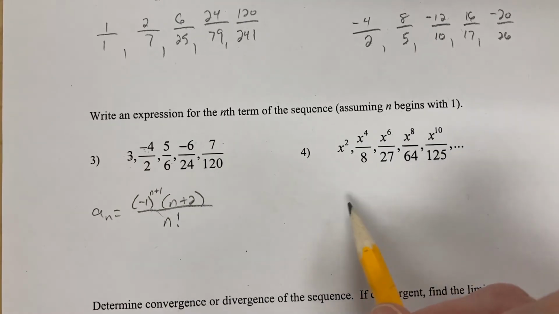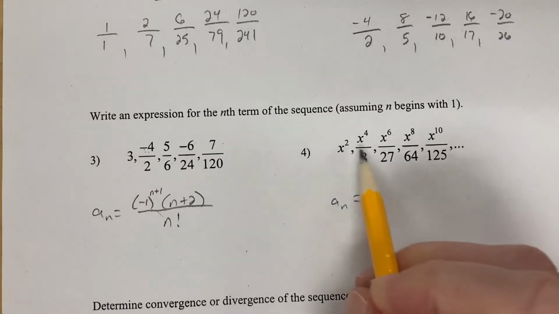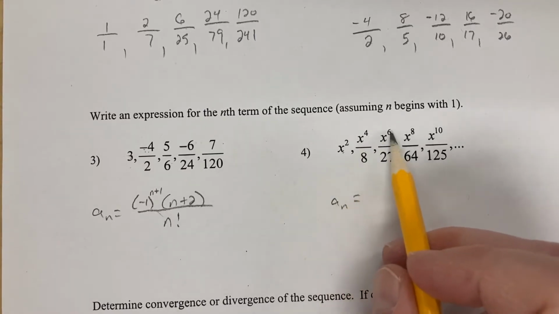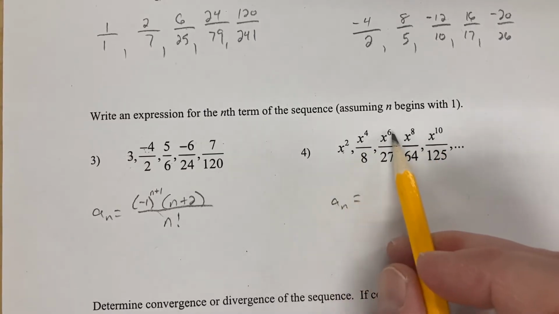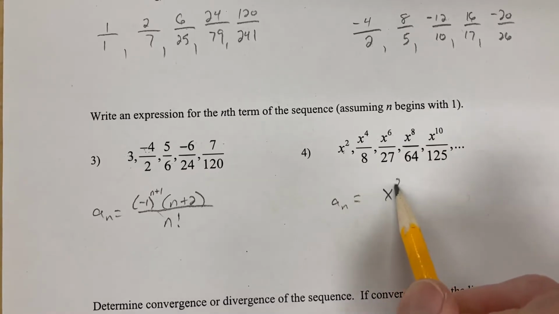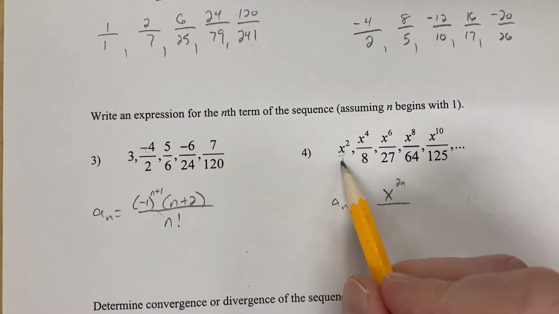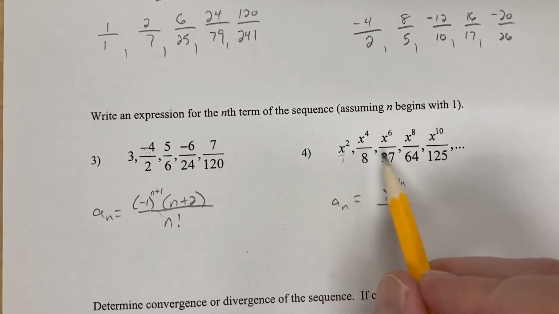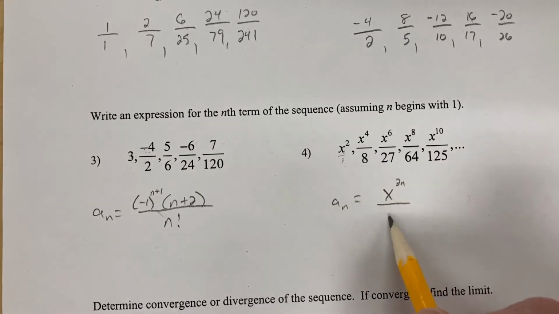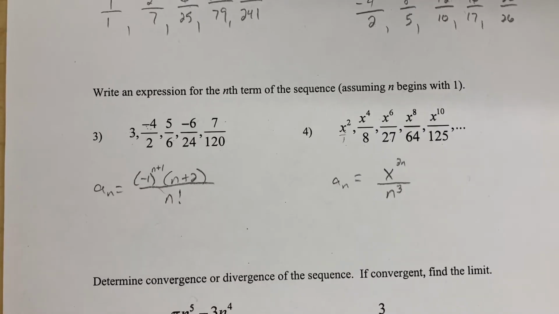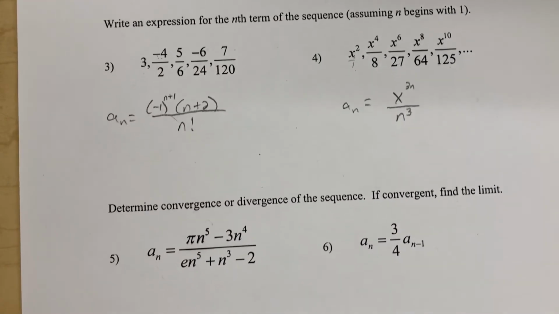Same thing here for number 4. You see that we have x to the second, x to the 4th, 6, 8. This is just 2 times whatever n is, so it's going to be x to the 2n on the top. And then on the bottom, we have 1, and then 8, 27, 64. Well, this is 1 to the 3rd, 2 to the 3rd, 3 to the 3rd, 4 to the 3rd, 5 to the 3rd. So this is just n to the 3rd. And again, that's really about recognizing and understanding what we're dealing with.